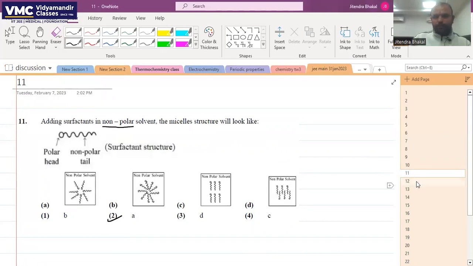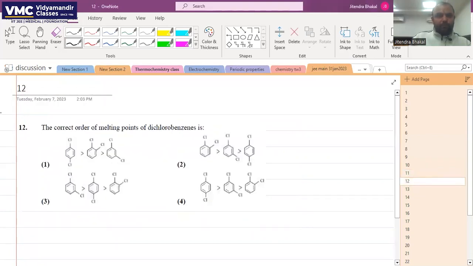And question number 12. The correct order of melting points of dichlorobenzene is. Now, melting point depends on the packing of the solid. In a solid which is very closely packed and the packing is good, the melting point will be more. So in this question, option A will be the answer. The first option is the answer.